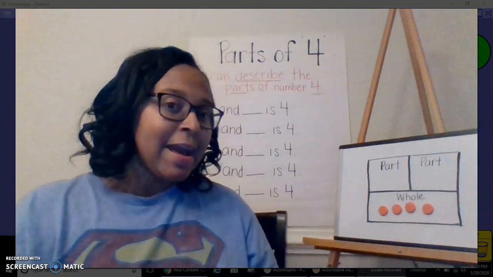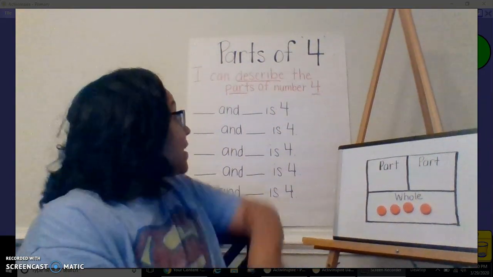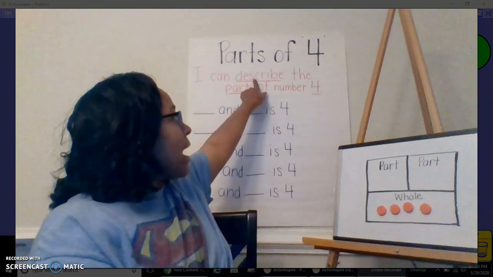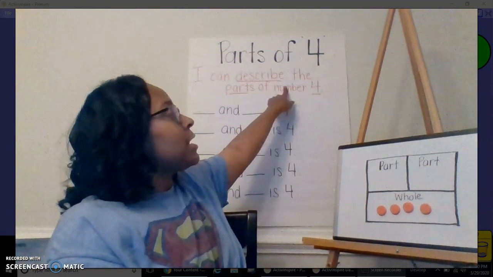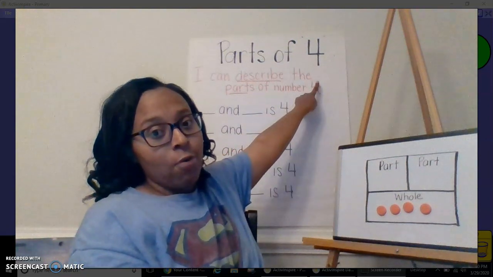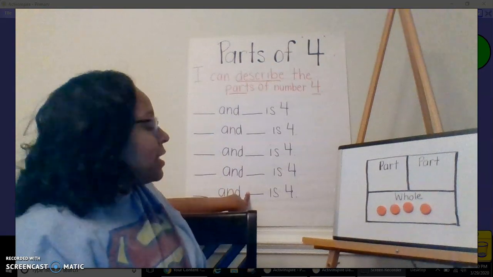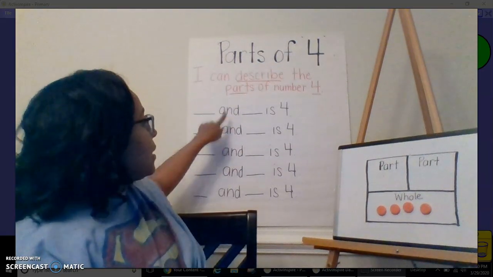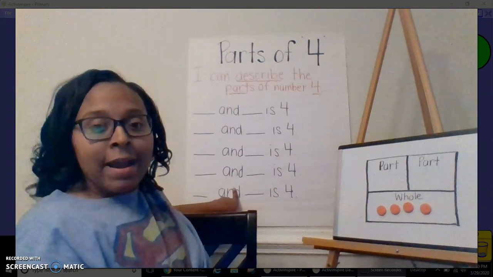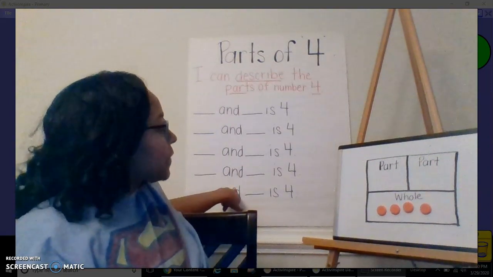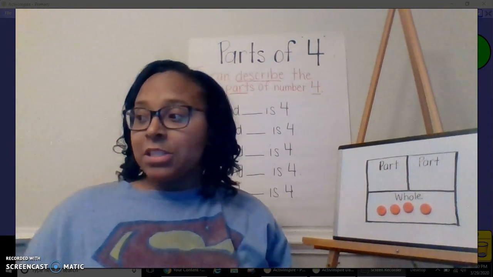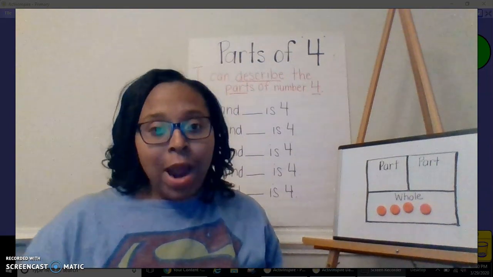If you look behind me, I have our I can statement. It says, I can describe the parts of number 4. And if you look here, I have the different combinations to make the number 4. We have 1, 2, 3, 4, 5 different ways to make the number 4. So, before we get started, I have some dot plates, so we're going to practice a little bit.